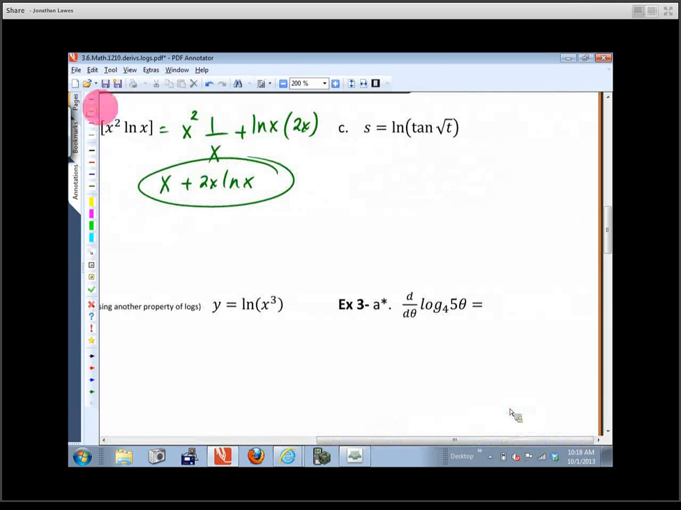Okay, let's take a look at the next one then. S prime is going to be, and we're differentiating with respect to t here, so it's an ln. So it's 1 over whatever we're taking the ln of, so that's going to be a tangent radical t.